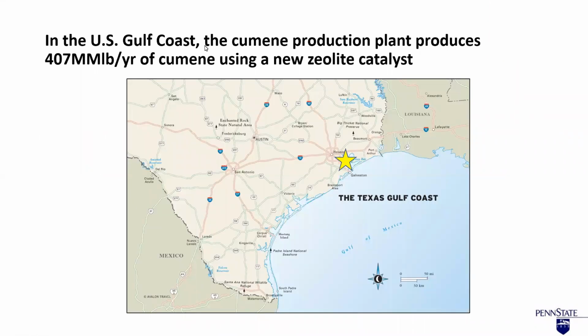In the U.S. Gulf Coast, the cumene production plant produces 407 million pounds per year of cumene using a new zeolite catalyst, which leads to higher benzene to cumene selectivity and higher cumene product purity.